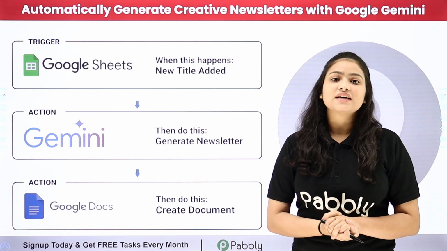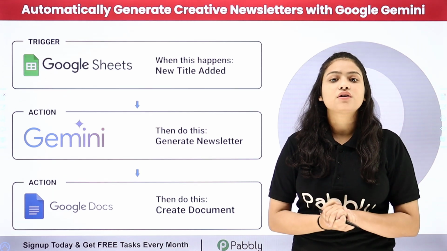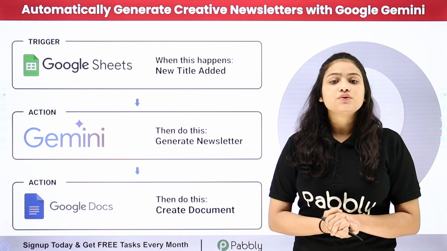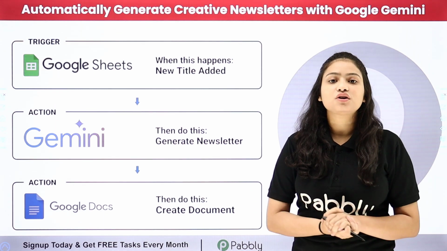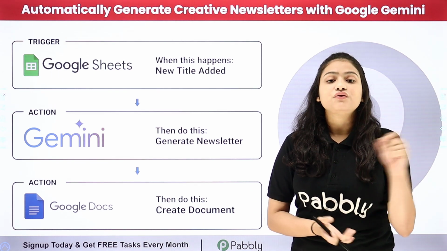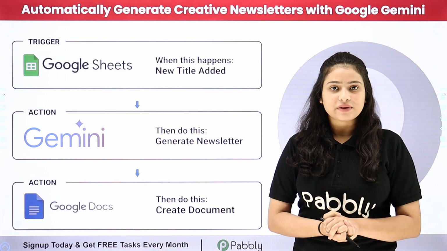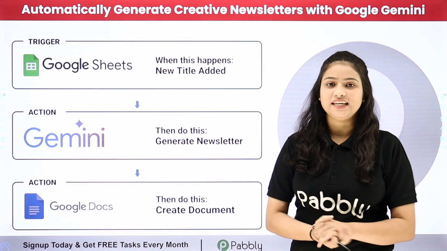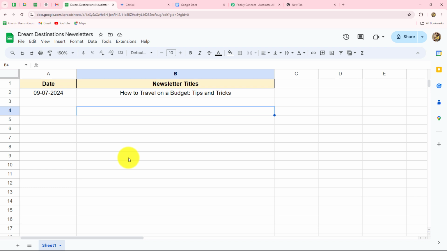Now I am not going to use any kind of coding or programming skills for creating this automation. I will simply use Pabbly Connect for this, which is an amazing automation and integration software. So if you also want to learn this amazing automation step by step, you have to come towards my screen. In this video, I am going to show you step by step how we can generate unique newsletters from Google Gemini automatically.